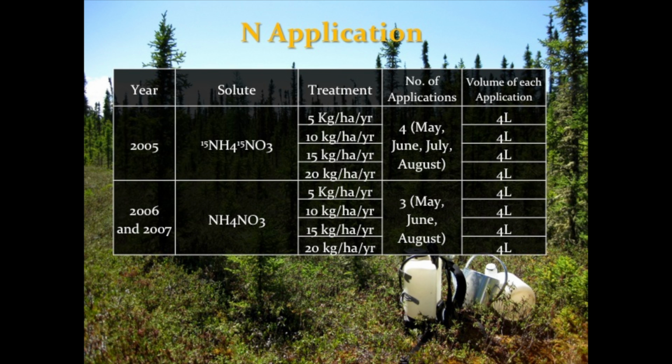So in 2005, the first year of the field experiment, we added double-labeled N15 nitrogen ammonium nitrate to the plots in 4 dosages. Remember, the previous presenter mentioned 10 is considered a critical load in the system. So we chose a range of deposition concentrations to see whether the critical load does exist in the system. And then in years 2006 and 2007, we just applied regular ammonium nitrate to continue the fertilization effect of nitrogen. And one of the plots received just DI water as a control.